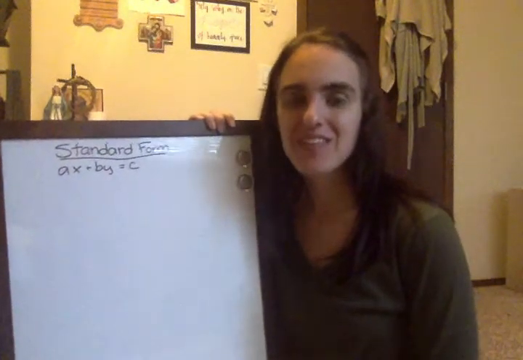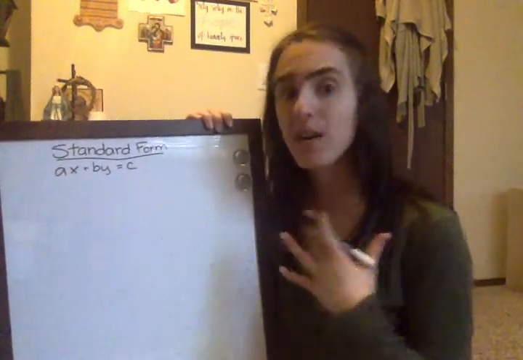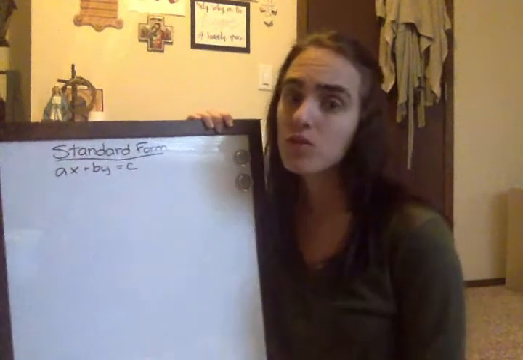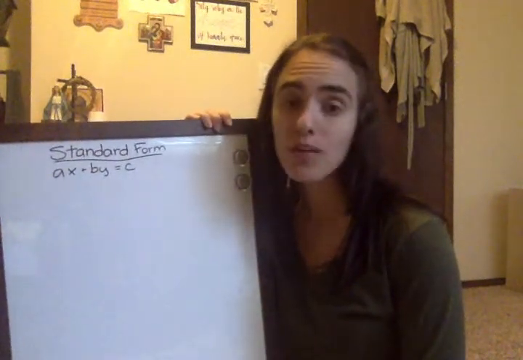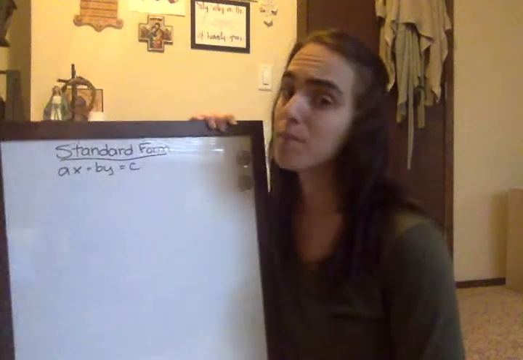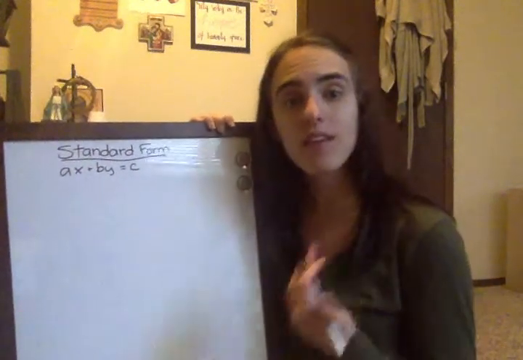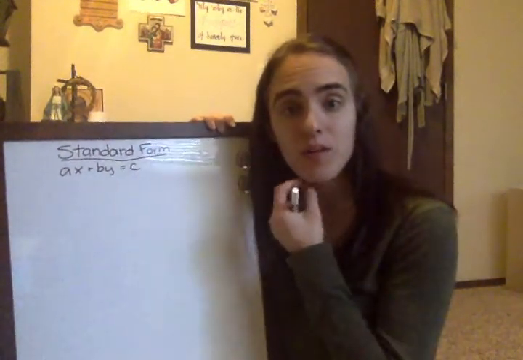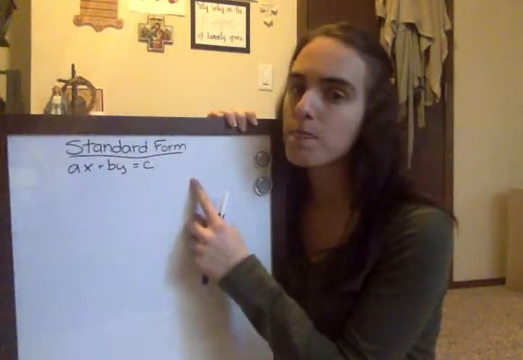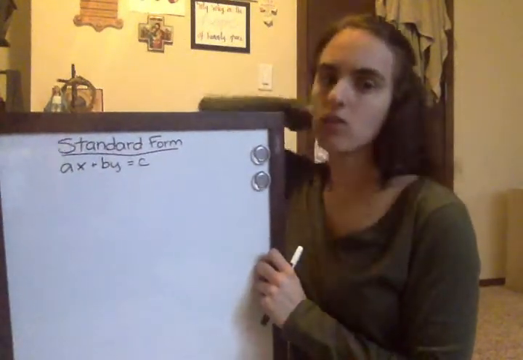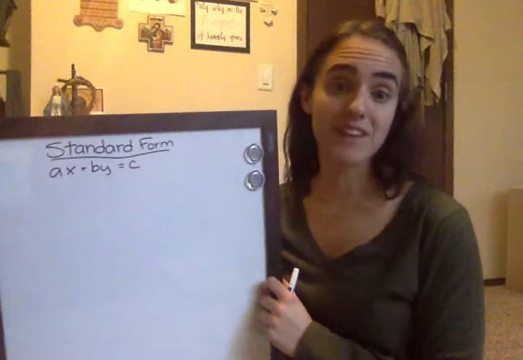Remember I told you guys at the beginning of this chapter you were going to be learning a bunch of different equations that you can use to graph a line. The whole thing is what we're doing. It's graphing from a bunch of different equations. And so in this lesson, what we're going to be learning about is standard form. It's a different equation that you can use to find points to graph a line.